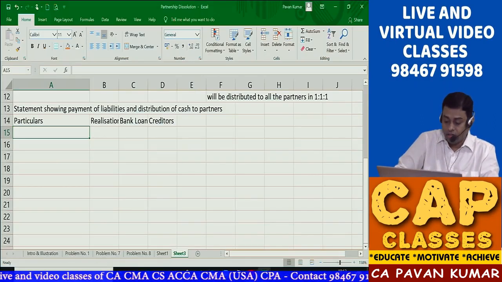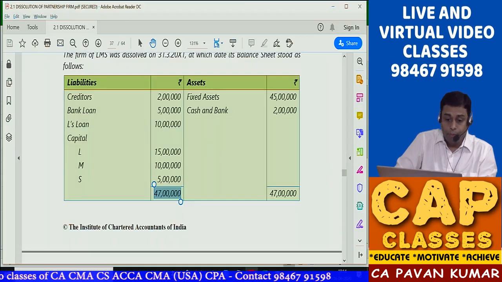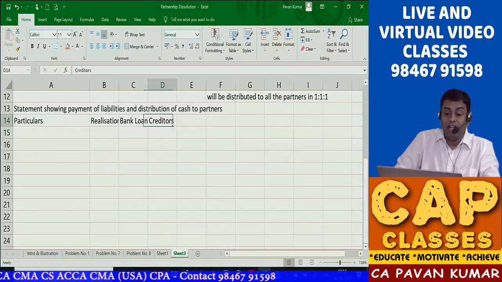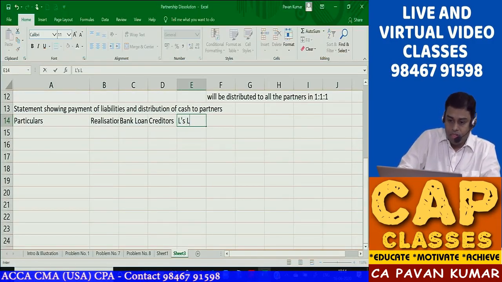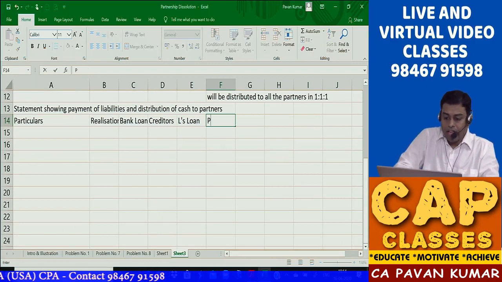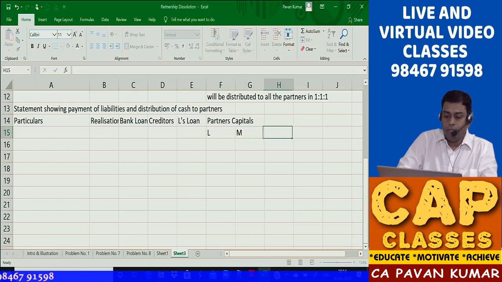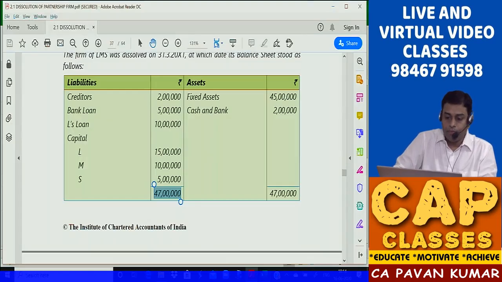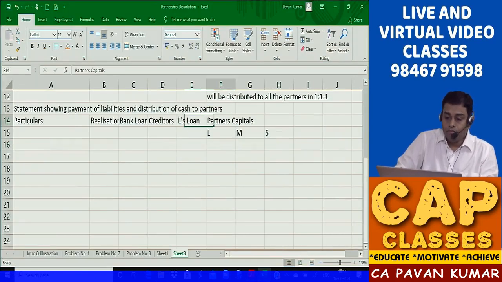So creditors, then bank loan, then L loan, then partners' capitals. L, M, S. Okay.